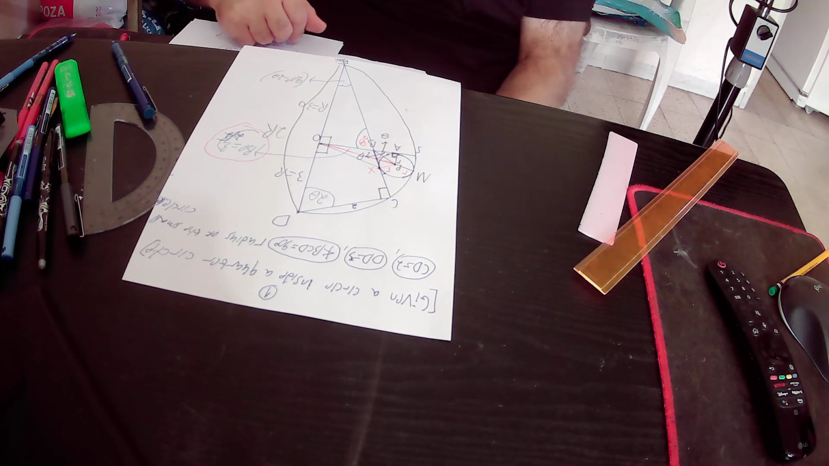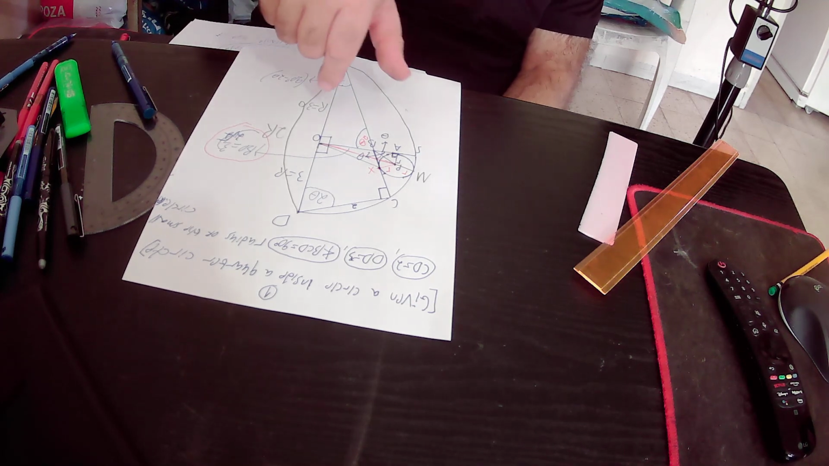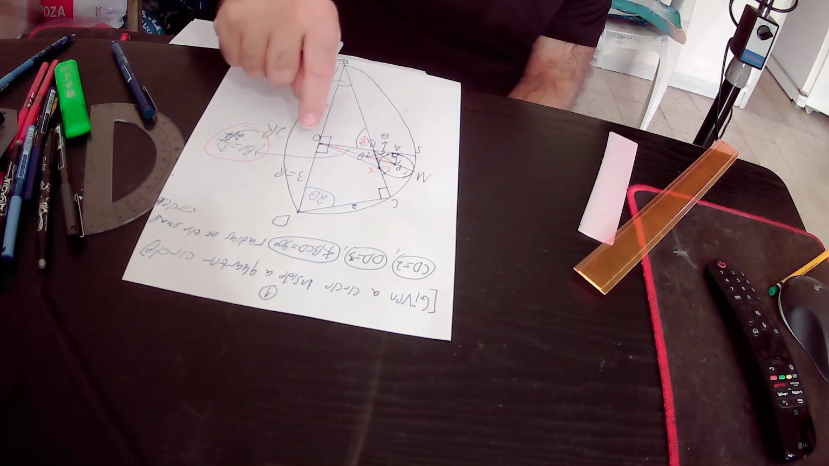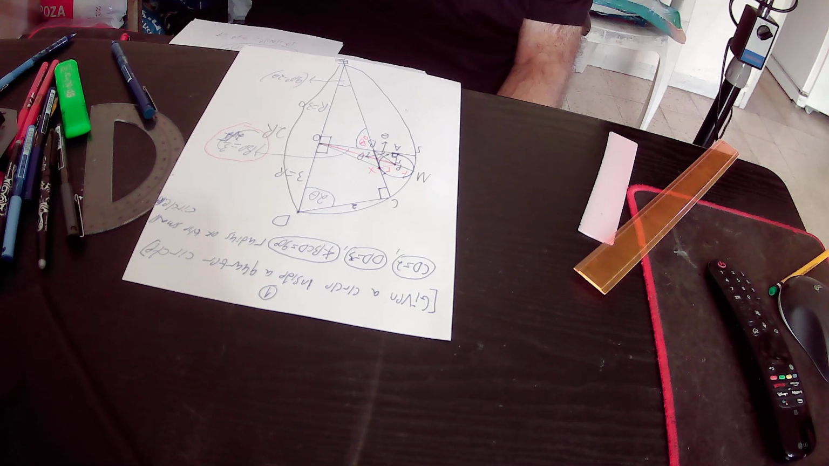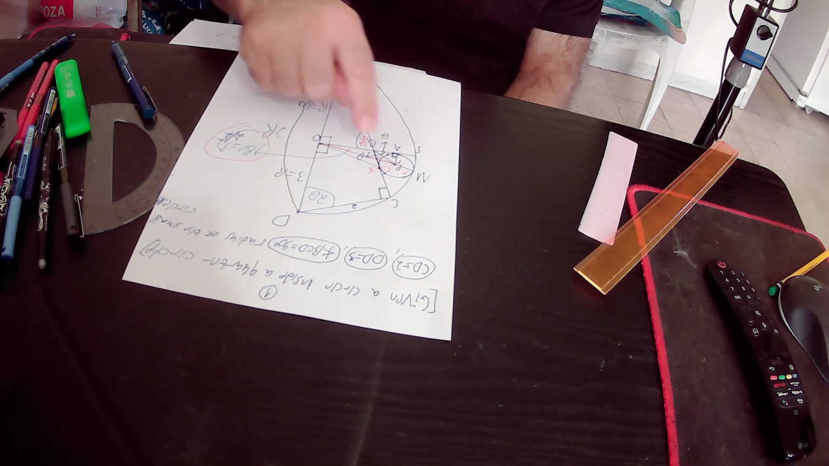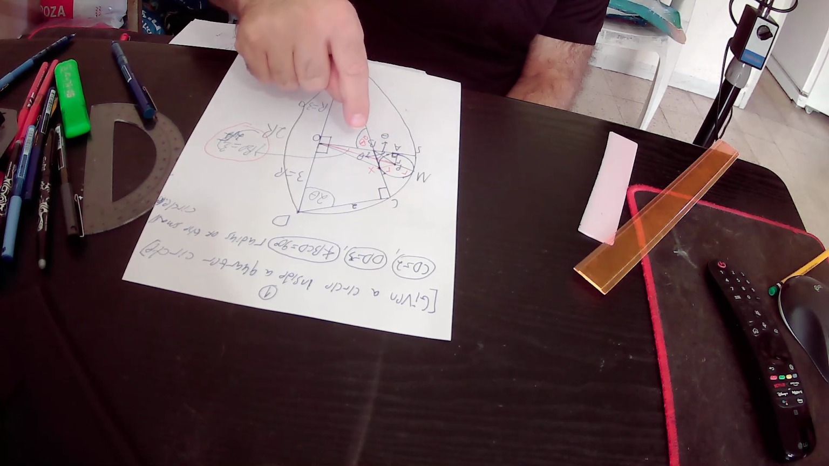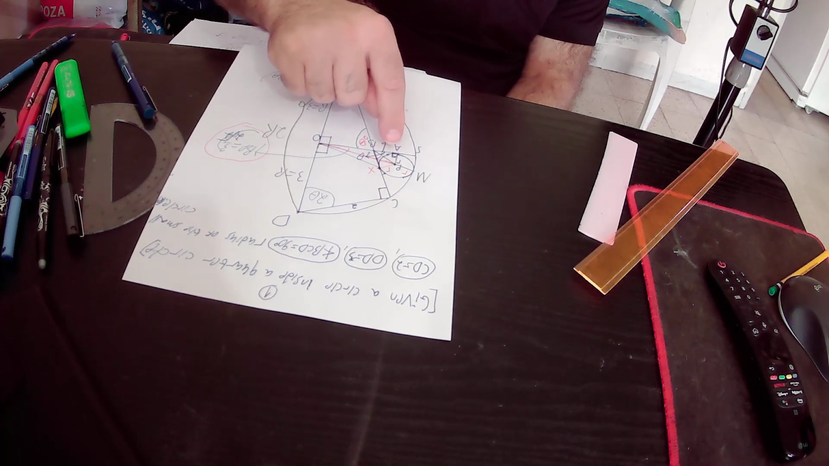Then we joined together points P and O by a straight line, the red line. Actually, triangle APO is a right triangle because of the fact that angle OAP equals 90 degrees.